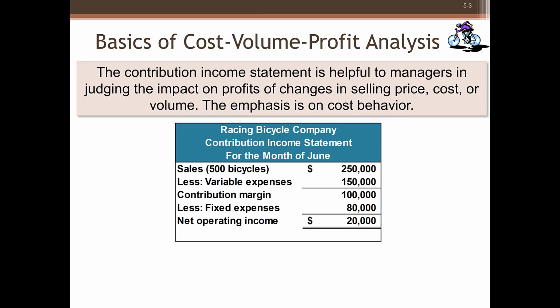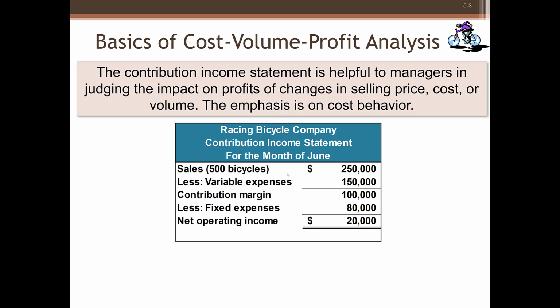In Chapter 1, we talked about the contribution income statement. It's different from the traditional format. We organize expenses by cost behavior. The contribution income statement is useful for managers to judge the impact on profits of changes in selling price, cost, or volume. Let's take a look at an example of a recent bicycle company's contribution income statement.